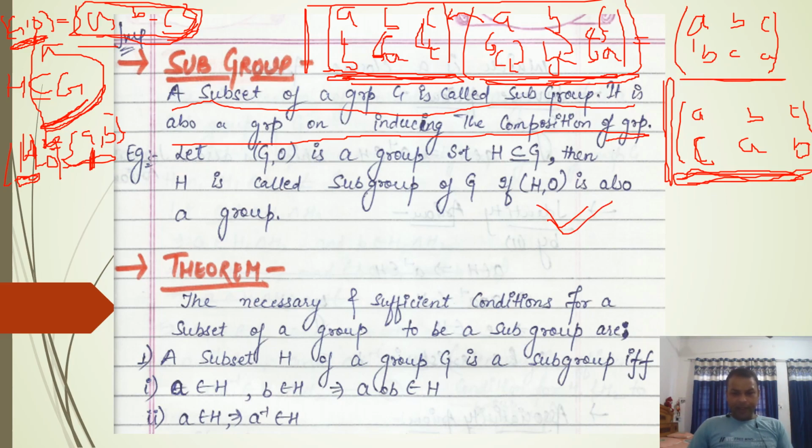Now it is not necessary to check four properties for H. It is not always required to check all four properties for a subset of a group to prove that it is a subgroup. This theorem is a very important theorem, and it states the necessary and sufficient condition. It means the converse will also be true. If you are proving a part, then the other part will also be true. This theorem states that the necessary and sufficient conditions for a subset of a group to be a subgroup are as follows.